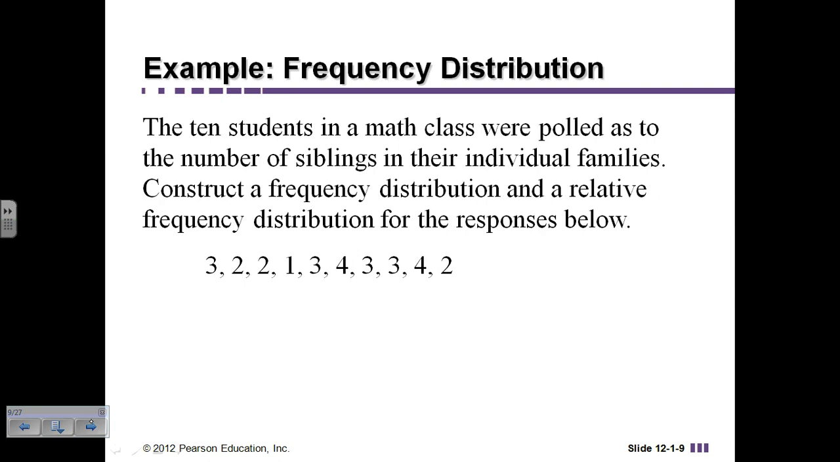So we have 10 students in a math class that were polled about the number of siblings in their families. And what we have here is that of the 10 students polled, there was a student that had 3 siblings, another one with 2 siblings, another one with 2 siblings. One of them only had 1 sibling, and this is the data that we collected.